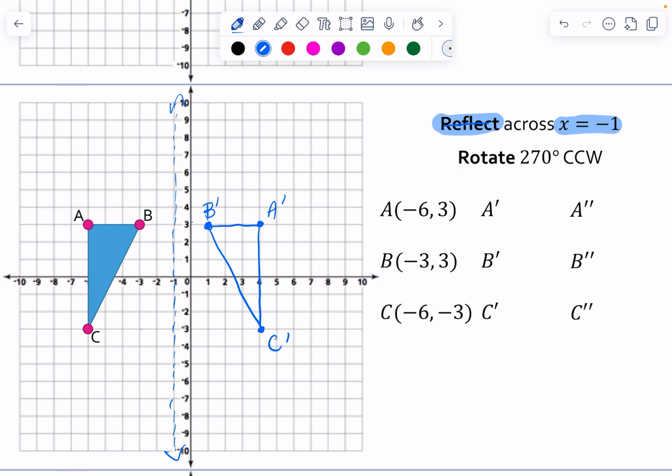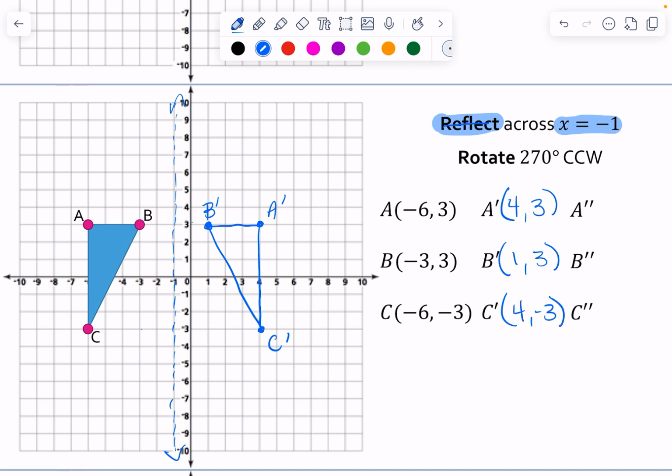So now let's write those ordered pairs in. A prime is going to be at 4, 3. B prime is going to be at 1, 3. C prime is going to be at 4, negative 3.